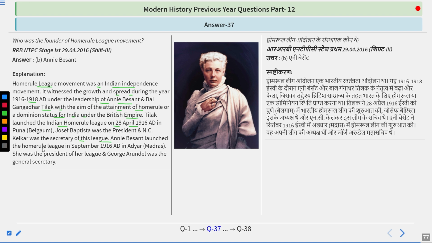Annie Besant launched the Home Rule League in September 1916 in Adyar. She was the president of her league, and George Arundel was the general secretary. So do remember, answer is Annie Besant. Who was the founder of Home Rule League? Annie Besant.